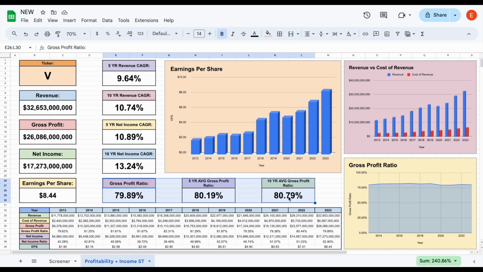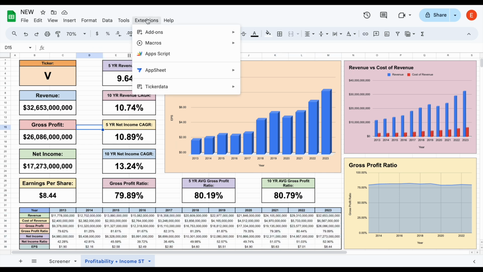And when the gross profit ratio is that high, it's really not any concern if there's just a little bit of fluctuation overall. Obviously, we can see really nice growing revenue, 5-year revenue CAGR of almost 10%, and 10-year revenue CAGR of around 10.74%. And look at the net income CAGR as well, 5-year of almost 11% and 10-year of 13.24%. So again, all this is made extremely easy with this new ticker data spreadsheet. And with the data listed down here, you can break out the details even more. So this is just another example of what's possible with the ticker data add-on in Google Sheets.